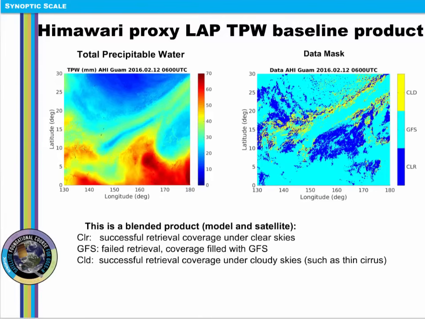This is because, unlike the NOAA blended TPW product, this product cannot see through clouds, so we have this data or cloud mask. Under clear skies, you can have successful retrievals, and under cloudy conditions where the clouds are thin cirrus, successful retrievals are also possible. But under otherwise cloudy conditions, retrievals cannot be made, and the GFS is used to fill in the data. So this is considered a blended product between model and satellite.